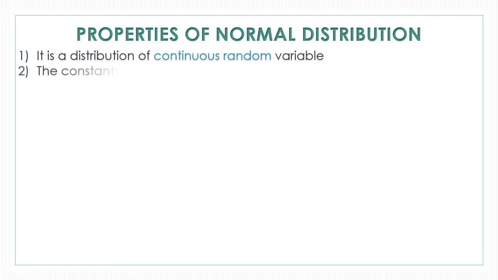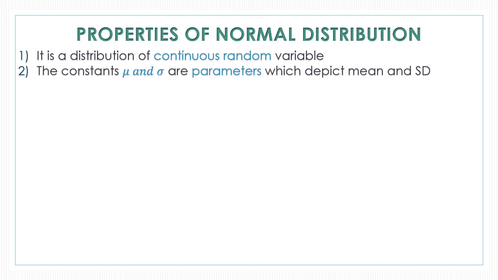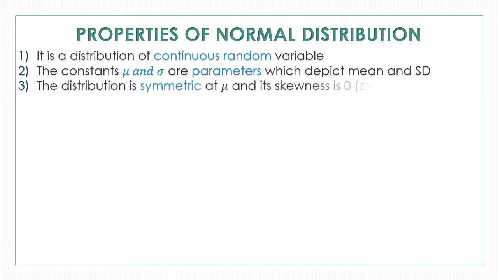The first property: it is a distribution of a continuous random variable. Number two, the constants mu and sigma are the parameters which depict mean and standard deviation. Next, the distribution is symmetric at mu and its skewness is 0. See, in all these properties, there is nothing new which I need to explain, so I am just reading them out. If there is some property which is complicated or new, I will explain.